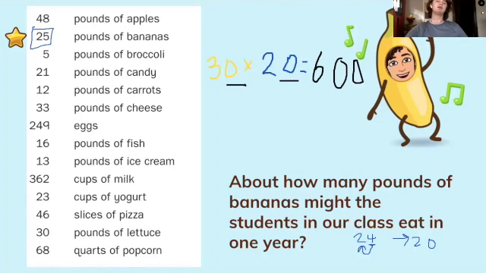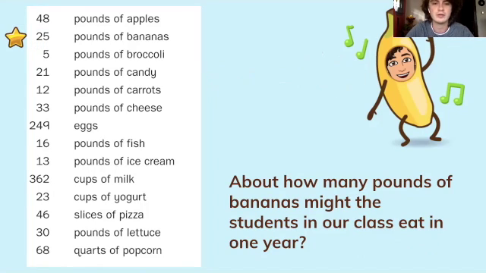So what this answer means is that we've got 30 pounds of bananas. Every student is eating 30 pounds of bananas. There's about 20 students. So about how many pounds of bananas might the students in our class eat in 1 year? 600 pounds. I mean, come on, you got it, but that's bananas. 600 pounds for just the students in our class? That is a lot of bananas. So that's how we would answer this one.